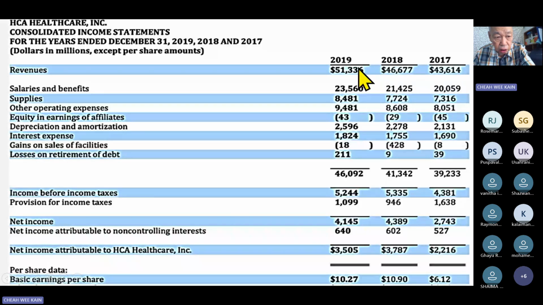Revenue is increasing, but so is the other thing increasing. Supplies is increasing, or most of the lines are increasing. So even though sales is increasing, your expenses are also increasing. Your expenses are increasing more than the ratio of increase. That's why your income has gone from 5.3 down to 5.2.